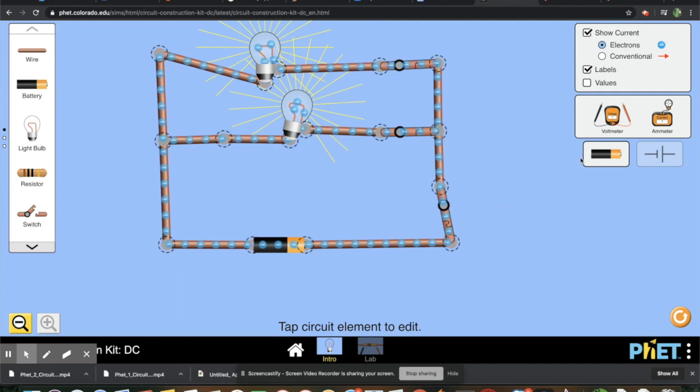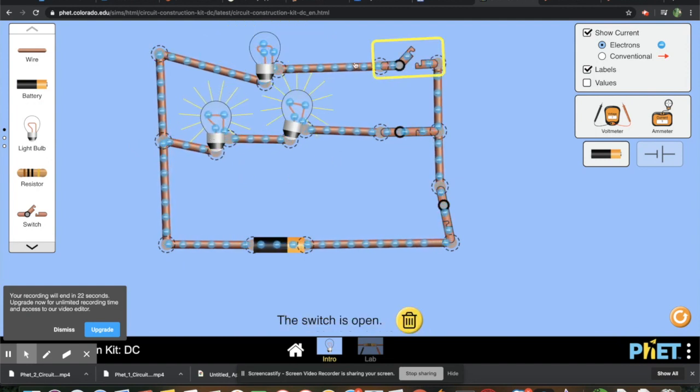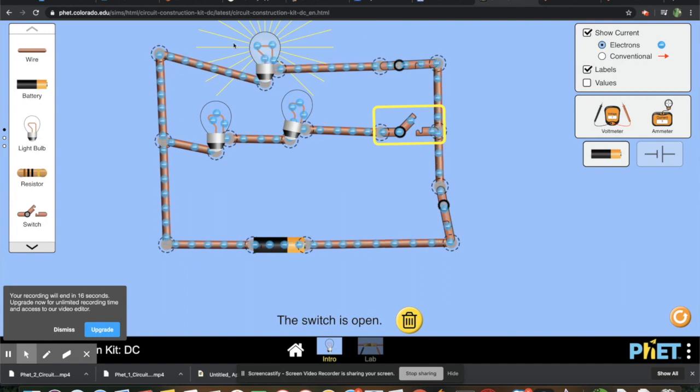Okay. What about number 6? Determine which bulbs are affected by each of the switches. So I'm going to put this bulb back here. And if I open this switch, it only affects that top branch. These 2 continue doing what they're doing. If I open this switch, it only affects these 2. This bulb keeps doing what it's doing. What if I open this switch? Everything stops because this is the switch that controls current flow by the battery. So there we go.